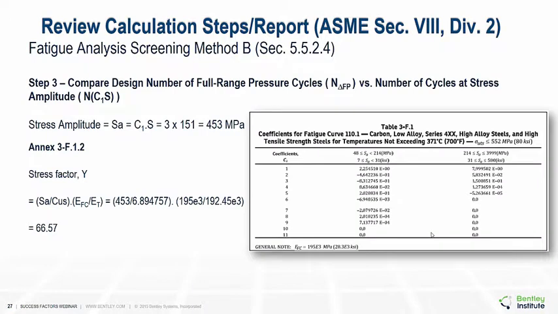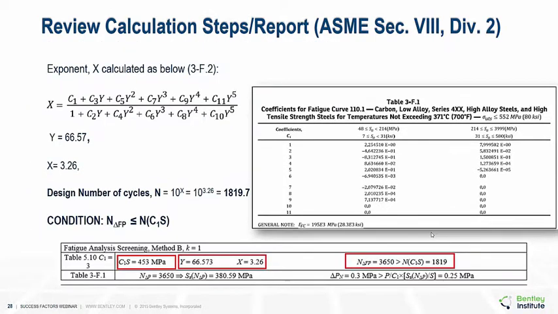In step 3, first the stress amplitude SA is used to obtain the stress factor Y, which is 66.57 for the case of cycle 1. The value of elastic modulus EFC is provided in the table. The exponent X is calculated from the value of Y and a curve fitting process for which the 11 polynomials are listed in Table 3-F.1. Finally, the value of design number of cycles N is obtained as 10 to the power of X and is equal to 1819.7 as stated in the report.